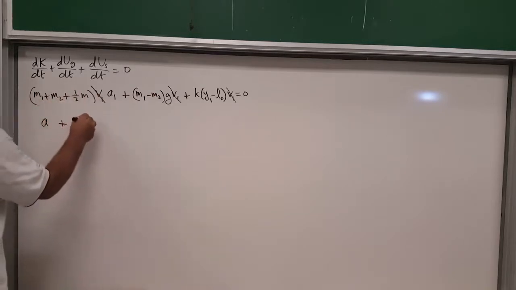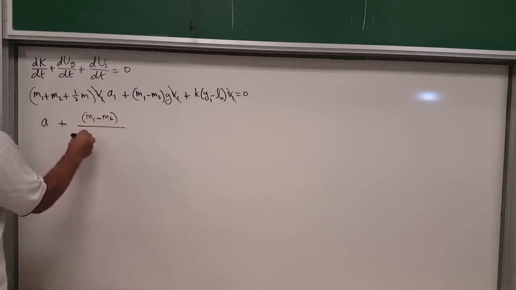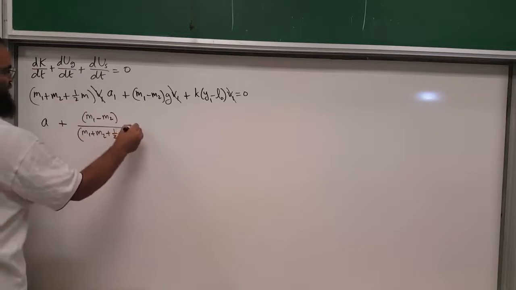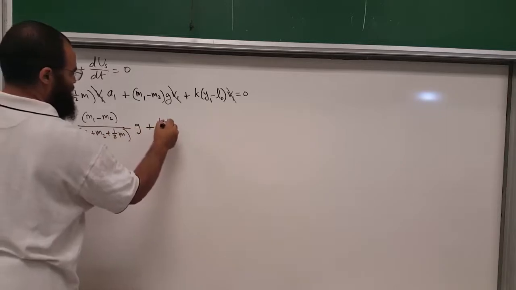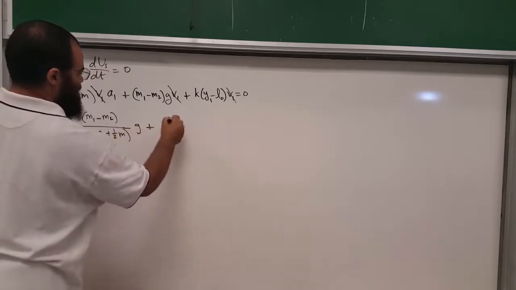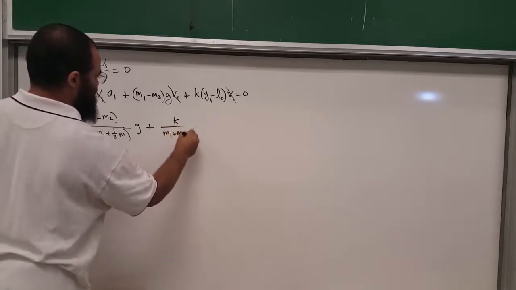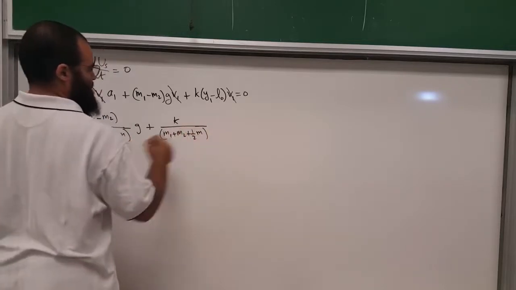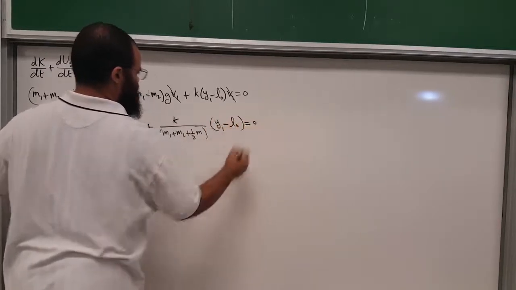And then plus m1 minus m2 divided by m1 plus m2 plus 1/2 of m times g. I divided this by this. And then plus k over m1 plus m2 plus 1/2 of m times y1 minus L0 equals 0.